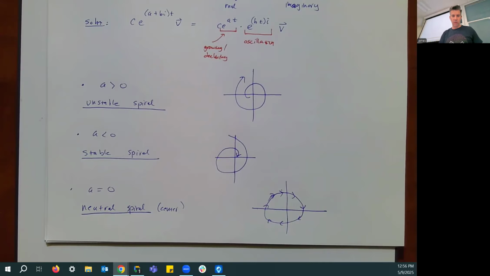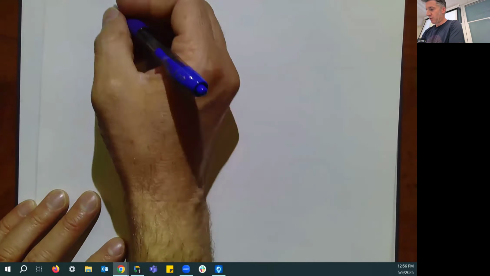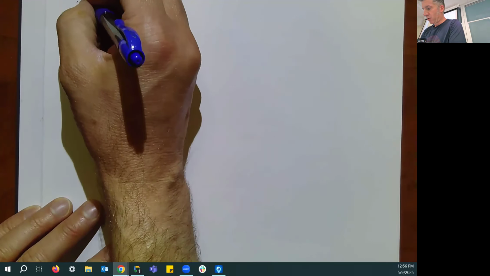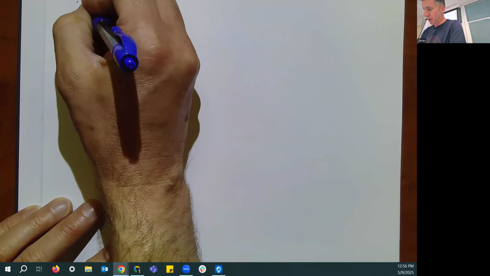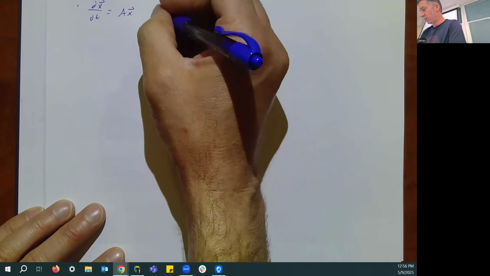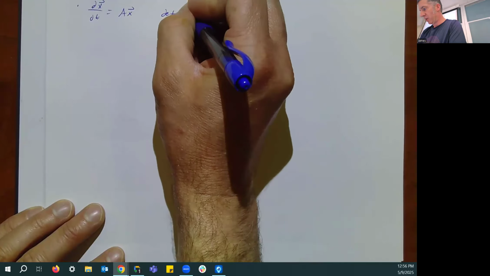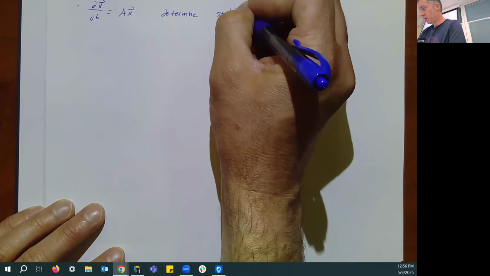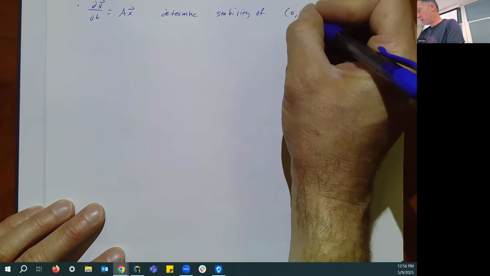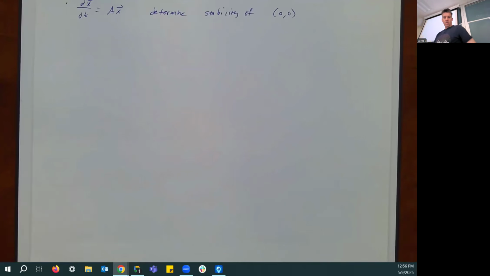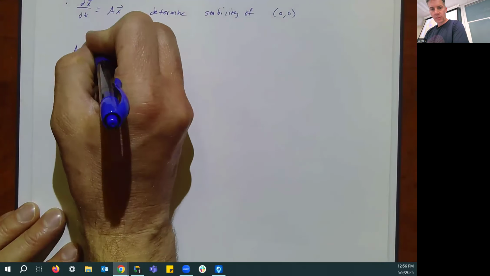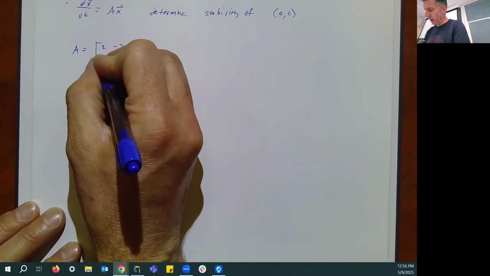So let's look at some examples here. So let's say we have the usual setup, dx/dt is equal to A times x, and we want to determine the stability of the equilibrium (0, 0). So let's go ahead and get to the good stuff here. So let's say our matrix is 2, -3, 5, -2.